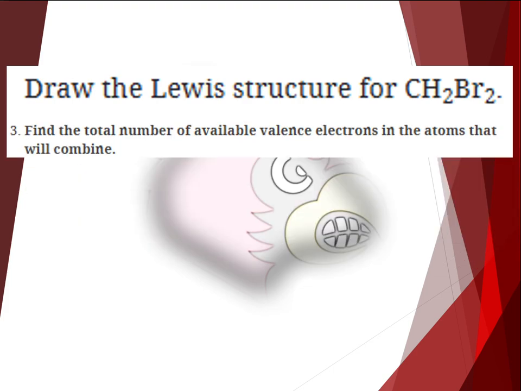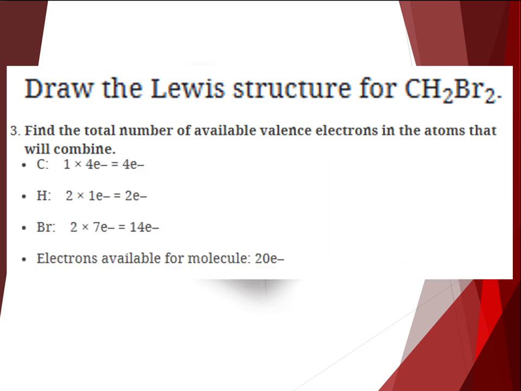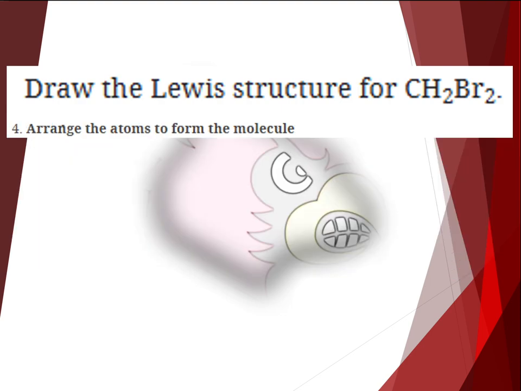In our next step, find the total number of available valence electrons in the atoms that we'll be combining. So we just established that there's 1 carbon with 4 valence electrons, 2 hydrogens, each with 1 valence electron, and then 2 bromines, each with 7 valence electrons. So 4 electrons plus 2 electrons plus 14 electrons means that there are 20 available valence electrons for this molecule.